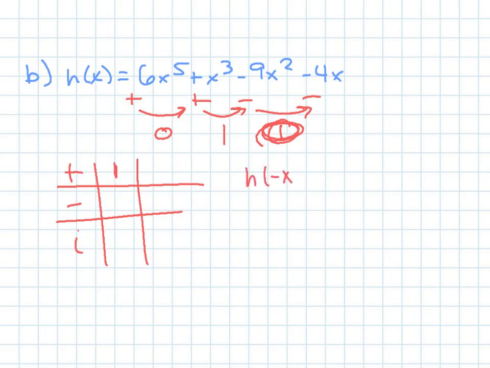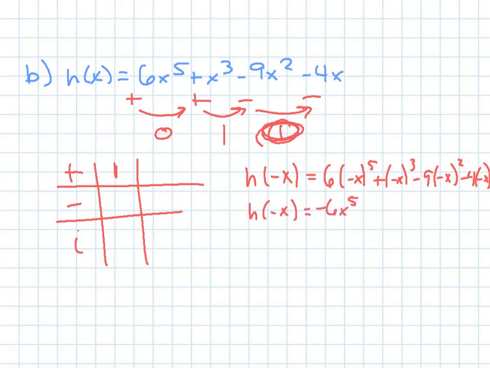So if I plug in negative x, that gives me negative 6x to the 5th minus x to the 3rd, minus 9x squared, and a positive 4x. Okay, so here I got minus, minus, minus, plus. From there, none. From there, none. From there, 1. So I could have one possible negative solution here.